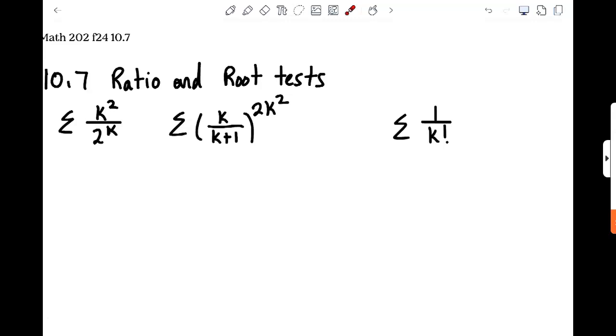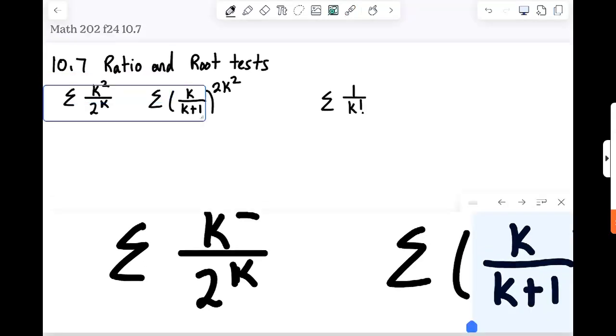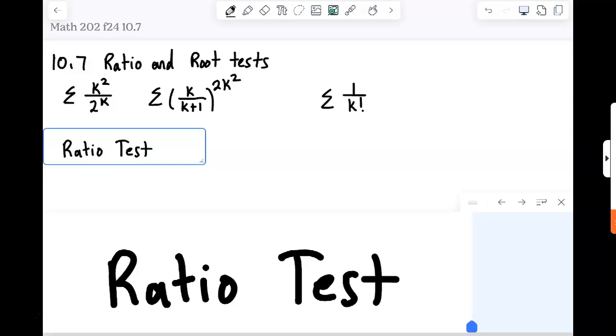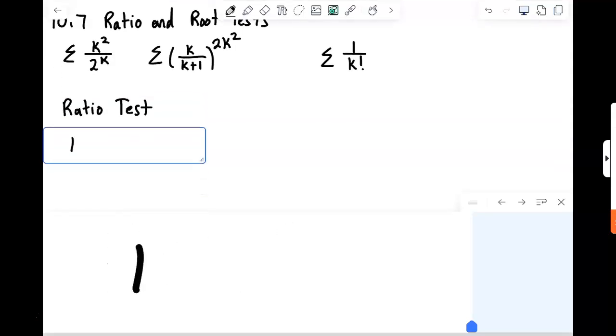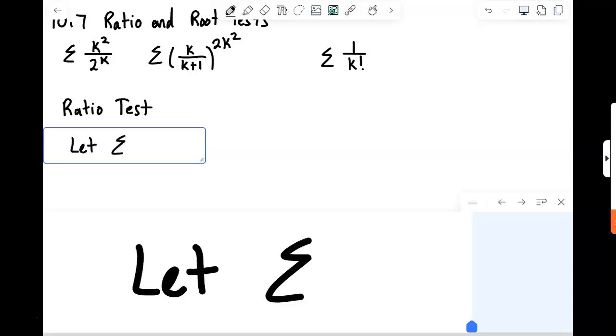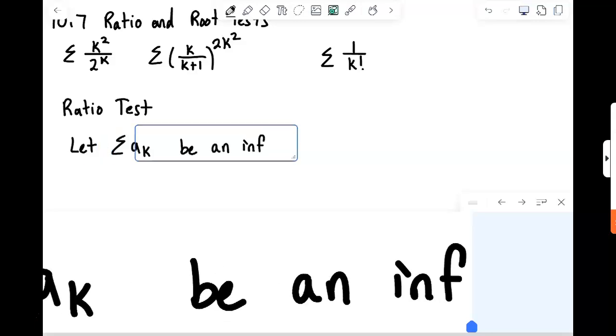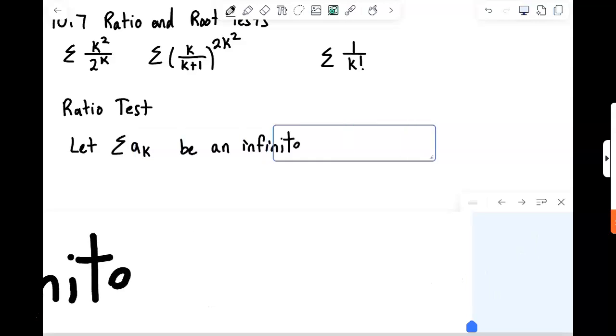And so that's where we're going to look at something known as the ratio test, and then later on something known as the root test. Okay, so first we're going to introduce the ratio test. The ratio test. We say, let the sum of the a_k be an infinite series.